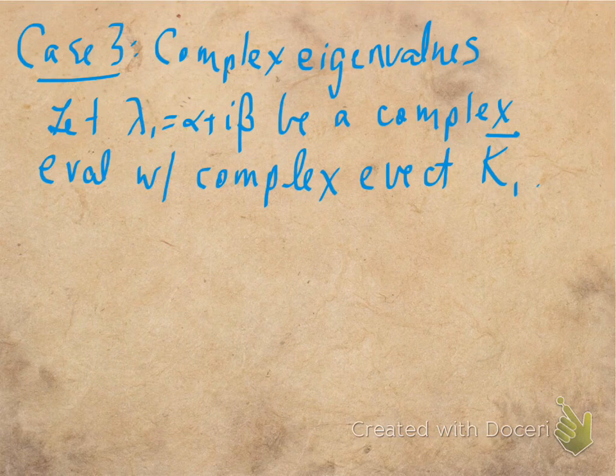And our final case is the case of complex eigenvalues. So if I have lambda 1 equals alpha plus i beta, a complex eigenvalue with complex eigenvector k1, well, we have some additional information. We know that lambda 2, being alpha minus i beta, is also an eigenvalue. And in your book, you can read sort of how the proof of this theorem goes.